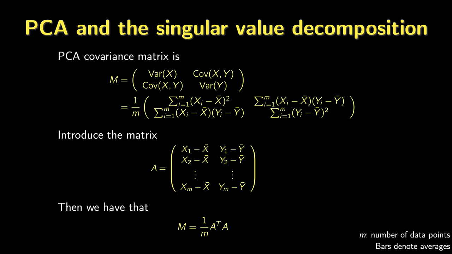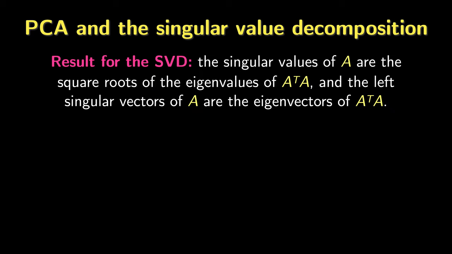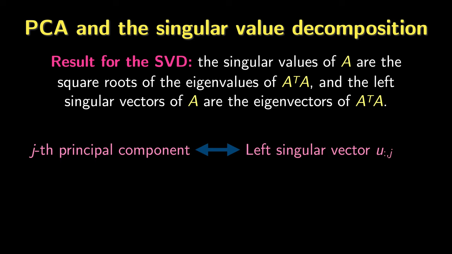If you recall from our discussion of the singular value decomposition, the singular values of a matrix A are the square roots of the eigenvalues of A transpose A. And furthermore, the right singular vectors of A are the eigenvectors of A transpose A. And this establishes now a direct mathematical connection between PCA and the SVD. In particular, if we look at the jth principal component, which will be the jth eigenvector of the PCA covariance matrix, then that will be equivalent to the jth singular vector, which will be in the jth column of our matrix U in the SVD.